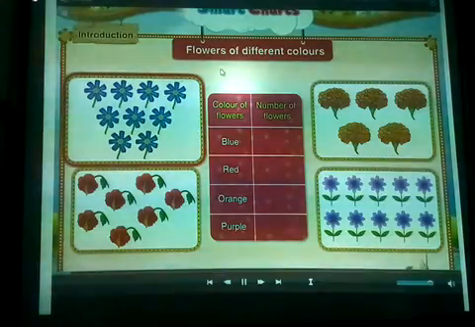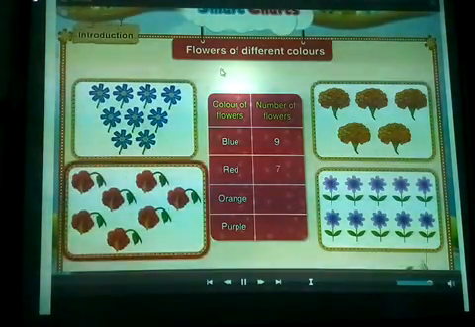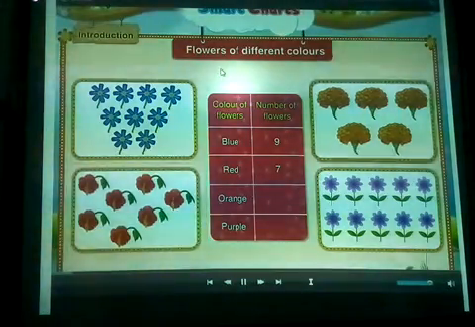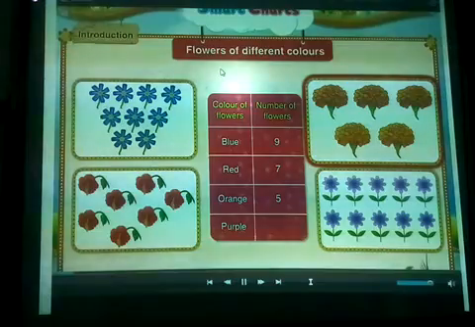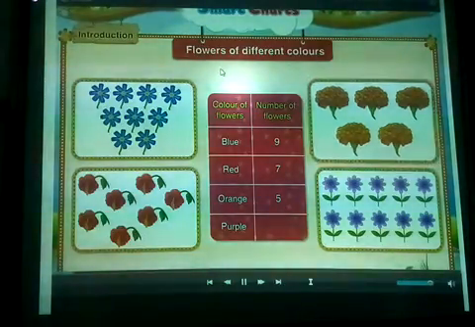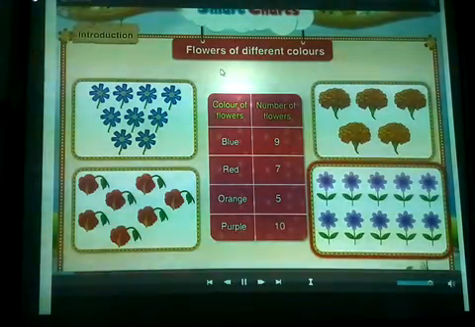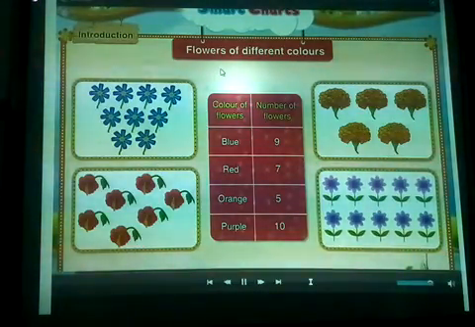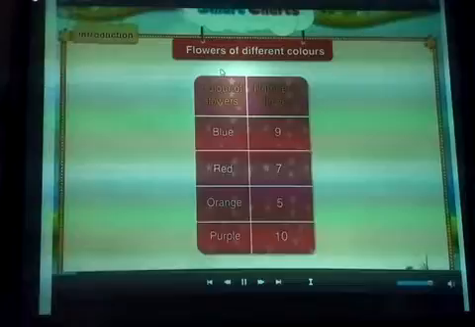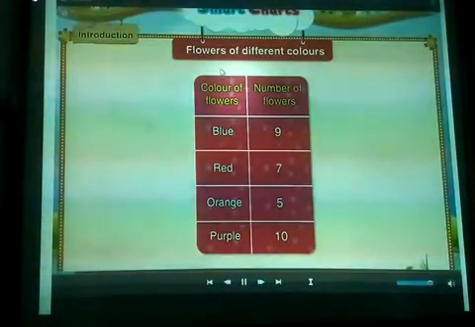There are 9 blue colored flowers. There are 7 red colored flowers. There are 5 orange colored flowers. There are 10 purple colored flowers. From the information given in the table, fill in the blanks.